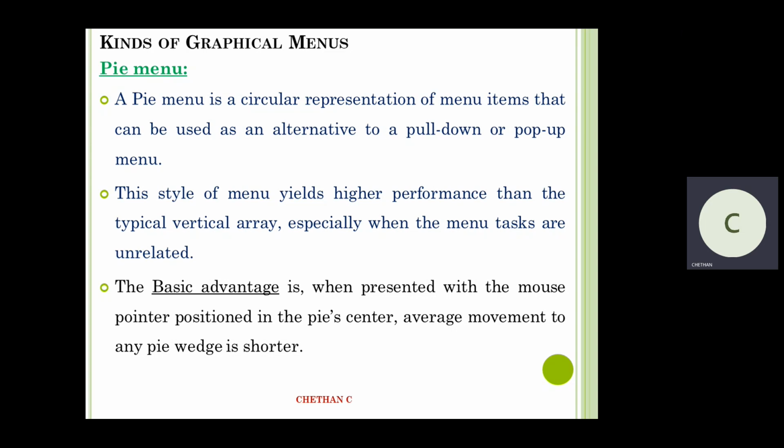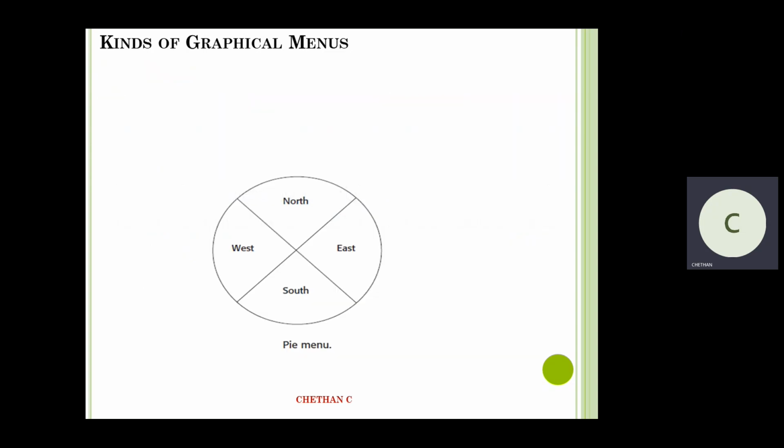What is a pie? Generally all of those things will be put in a pie. Based on that, go select it, and you'll get to know the details. The average movement to any pie wedge is very much shorter. You don't have to move across one after the other. Just go select it, and it will come. This is how it will be.